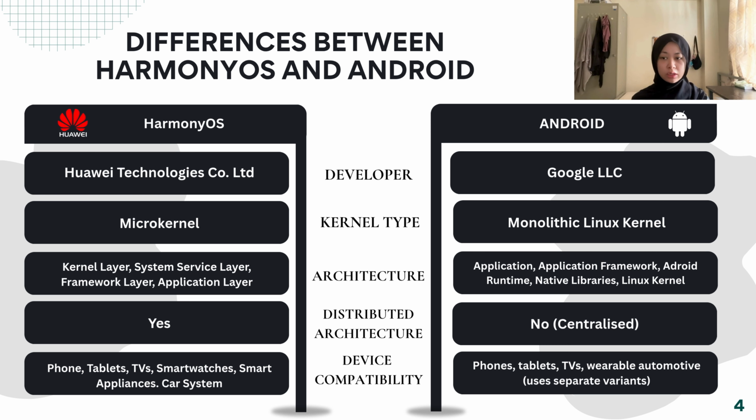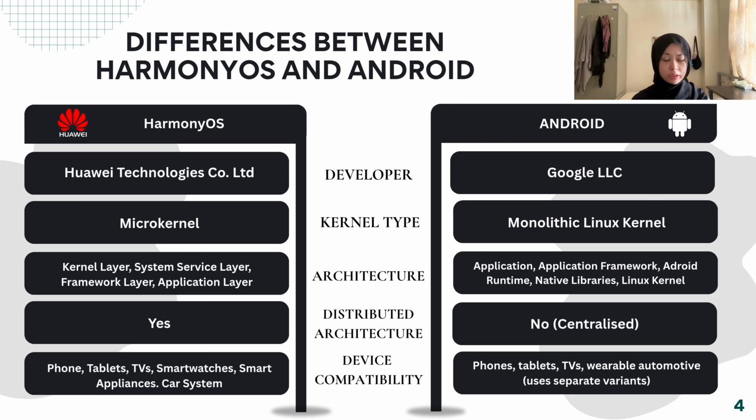For the architecture, both of the operating systems are using a layered architecture, but HarmonyOS is using the kernel layer, system service layer, framework layer, and application layer. While for Android, they are using the application framework, Android runtime, and native libraries and Linux kernel.